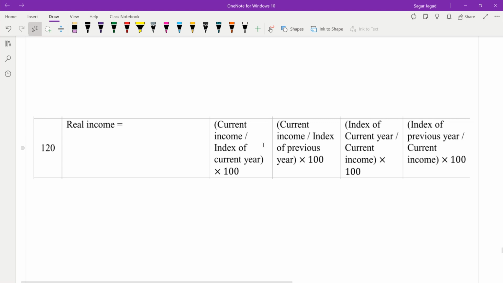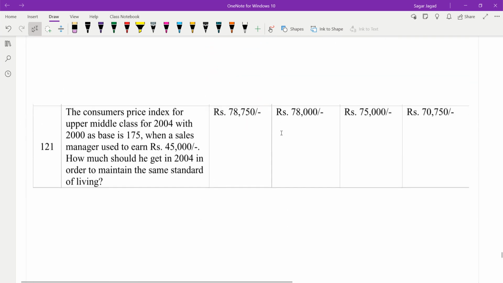So to find out the real income, what we do is we just consider the current income and divide that by the index number, and at the end, to get it correct, we just multiply it with 100. So from the given options, the current income divided by the index number of the current year, and we have to multiply it with 100. That is nothing but the way to calculate the real income. Okay, let's go for the next question.